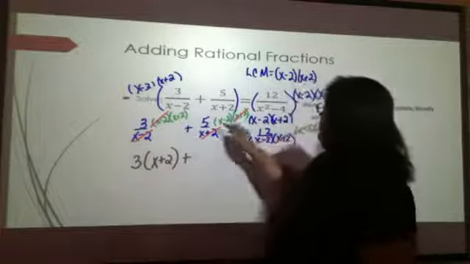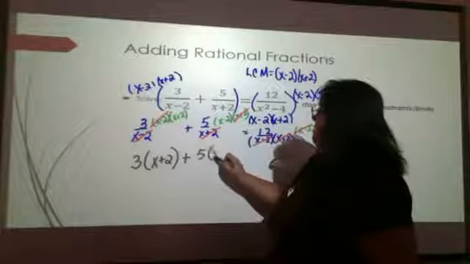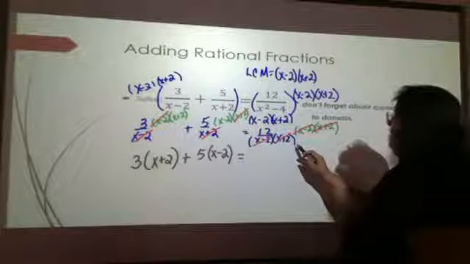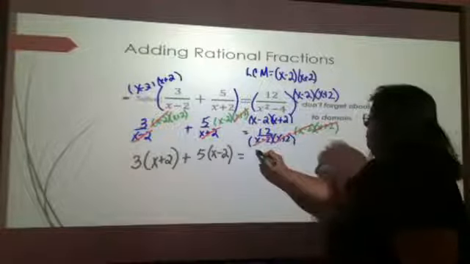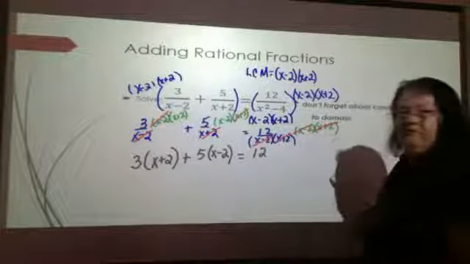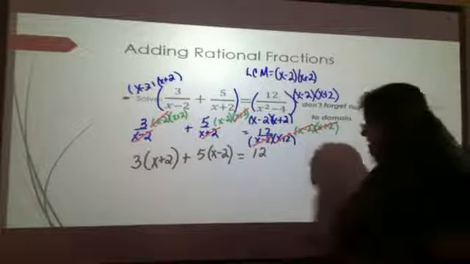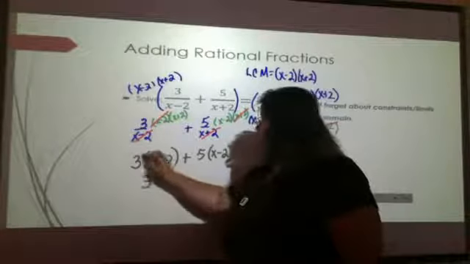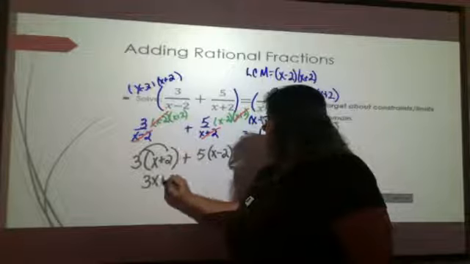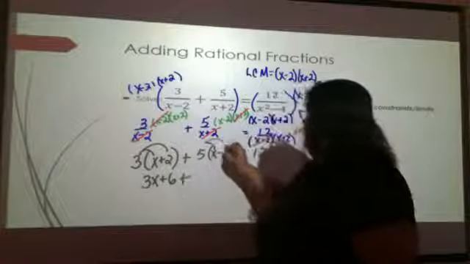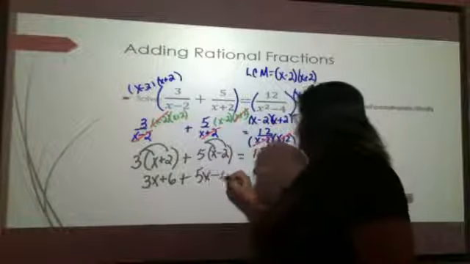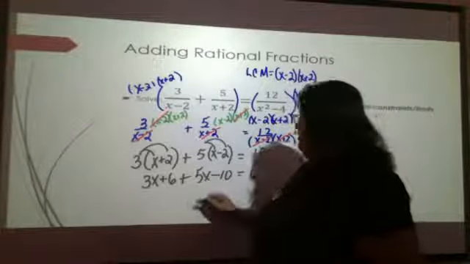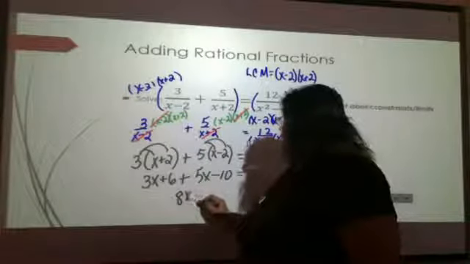Plus, let's see what this one gives us. We have a 5 and an x minus 2 equals, over here, the whole bottom canceled with everything on top except for the 12. And so now I see a bunch of grouping symbols. So keeping in mind my order of operations, I go ahead and distribute. And now I know I need to add up like terms.